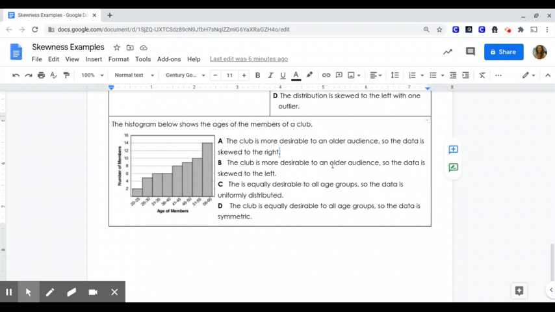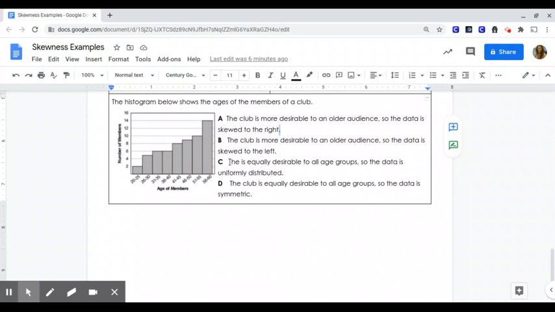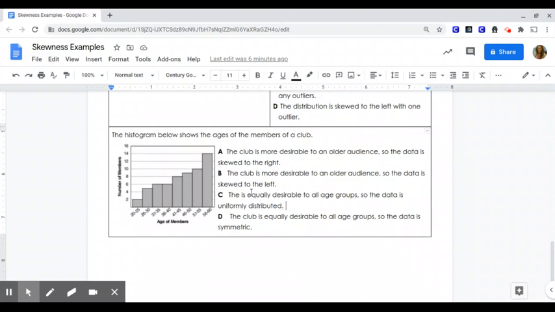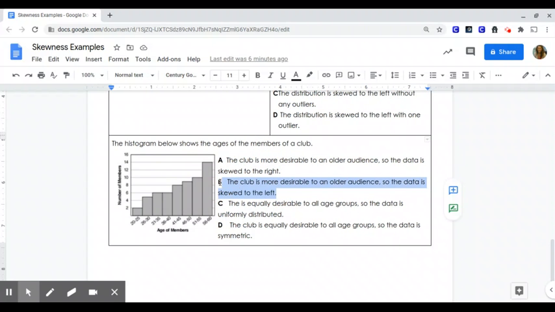B, the club is more desirable to an older audience, so the data is skewed left. That is true because it is skewed left and definitely desirable to the older audience. We'll just look at the rest of the answer choices. C, it is equally desirable to all age groups. That is incorrect. We know over here just by looking at the visual of the graph that obviously the older crowd likes that more. And then D, again, the club is equally desirable to all age groups. That is also incorrect. So our answer choice for this one would be B.